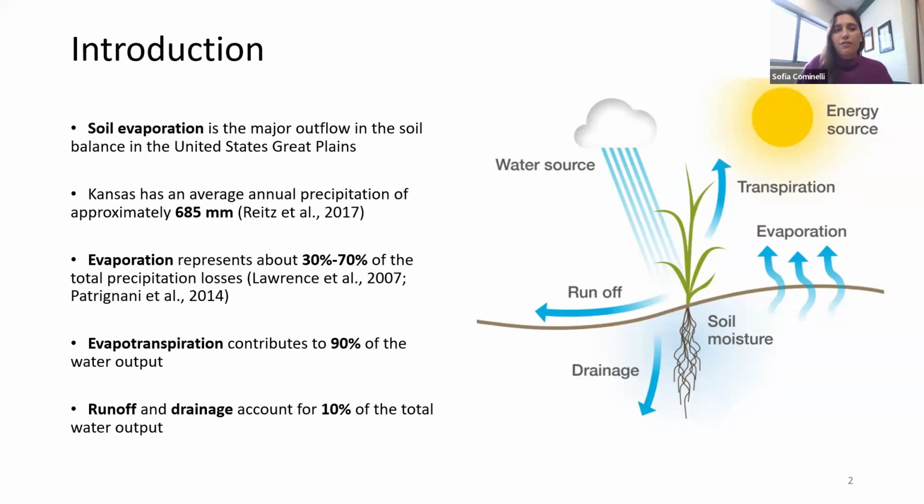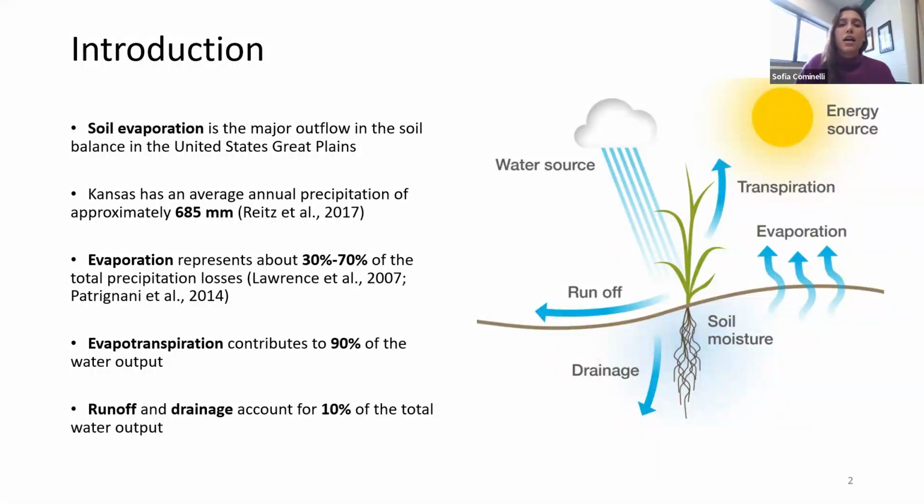And the answer lies in the fact that soil evaporation is a major outflow in the soil-water balance in the United States Great Plains. One input of the soil-water balance is the precipitation. And here in the state of Kansas, on average, we have an annual precipitation of about 685 millimeters in a year. And 30 to 70% of that precipitation is lost due to evaporation.